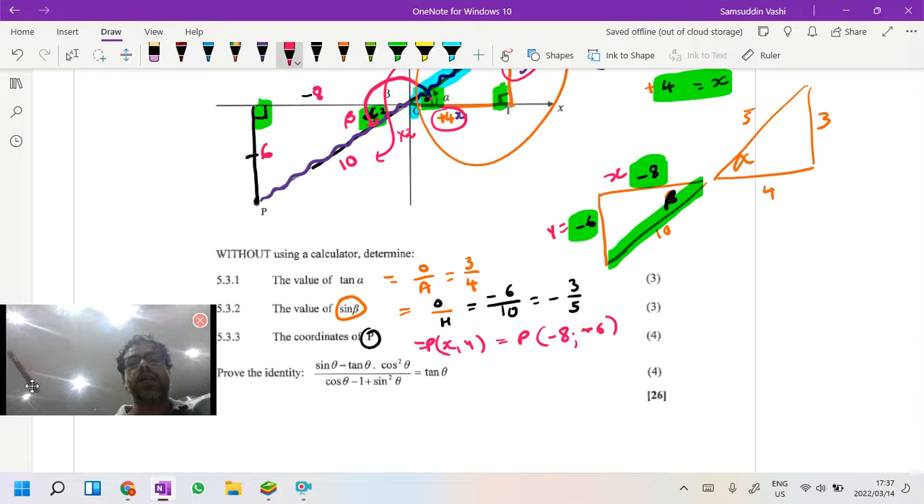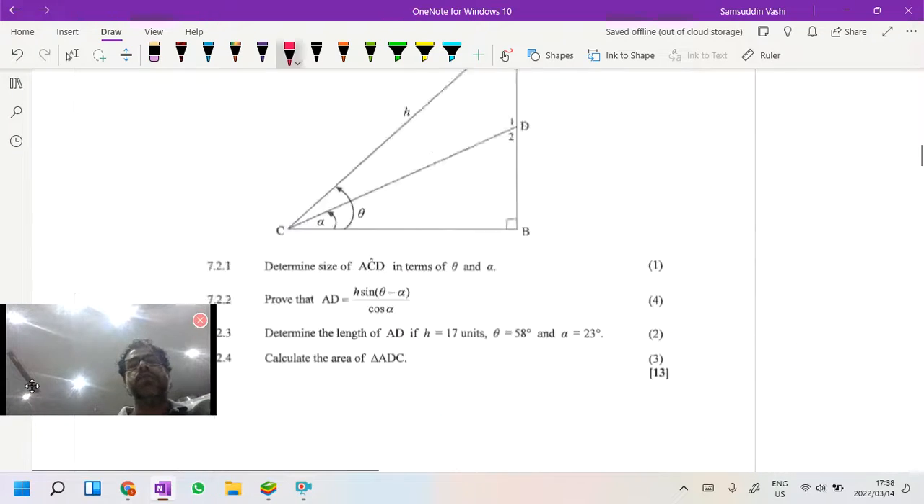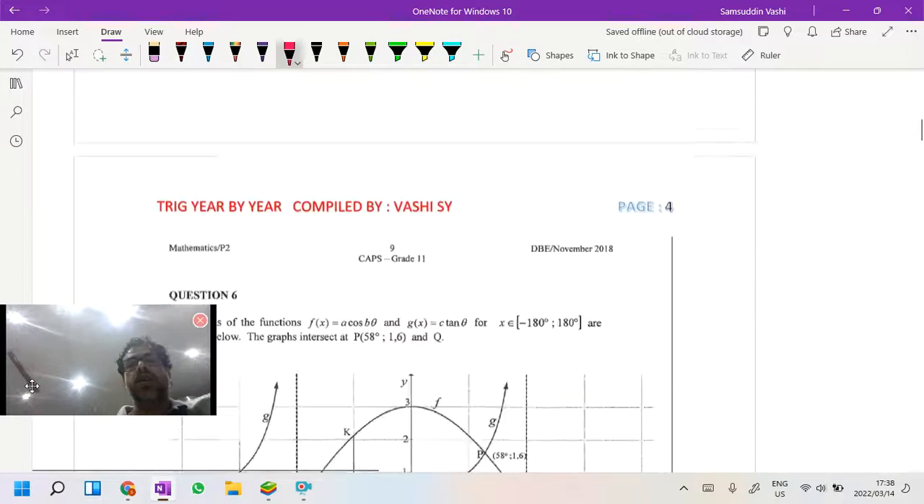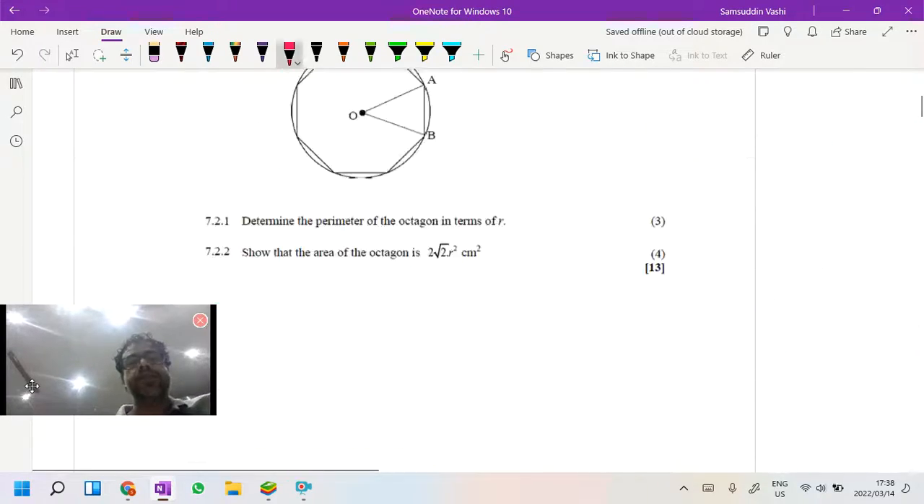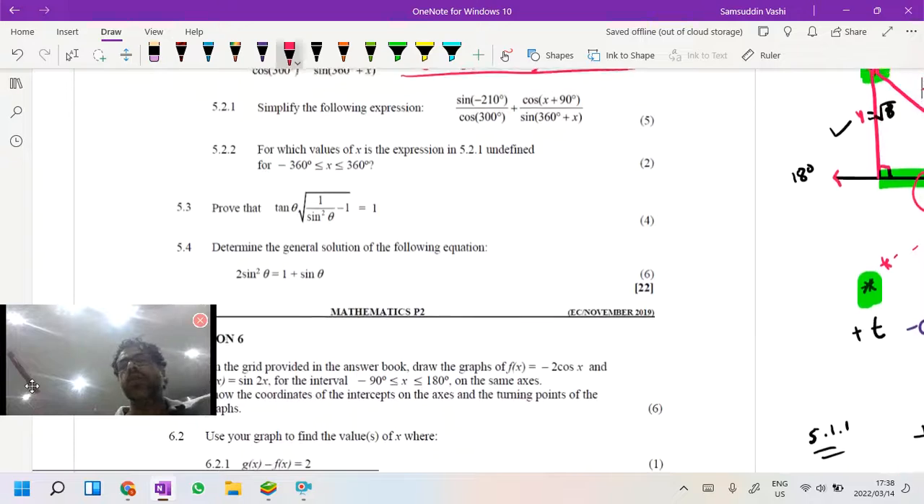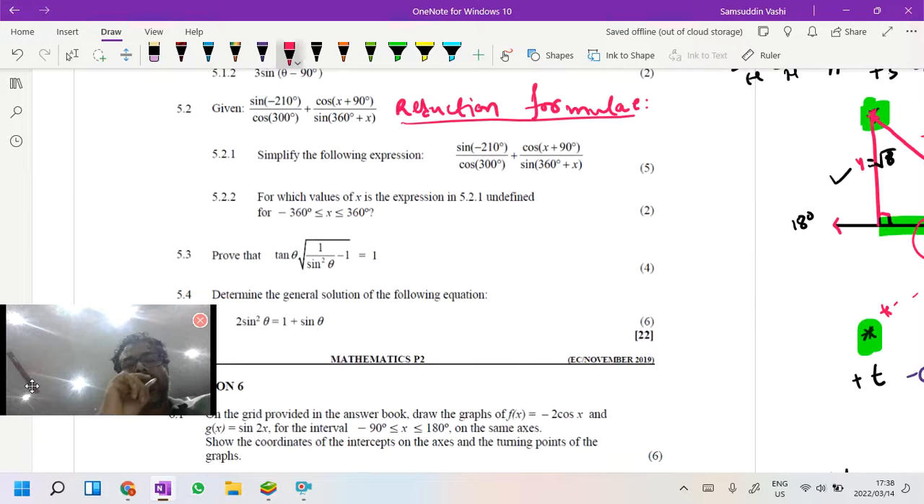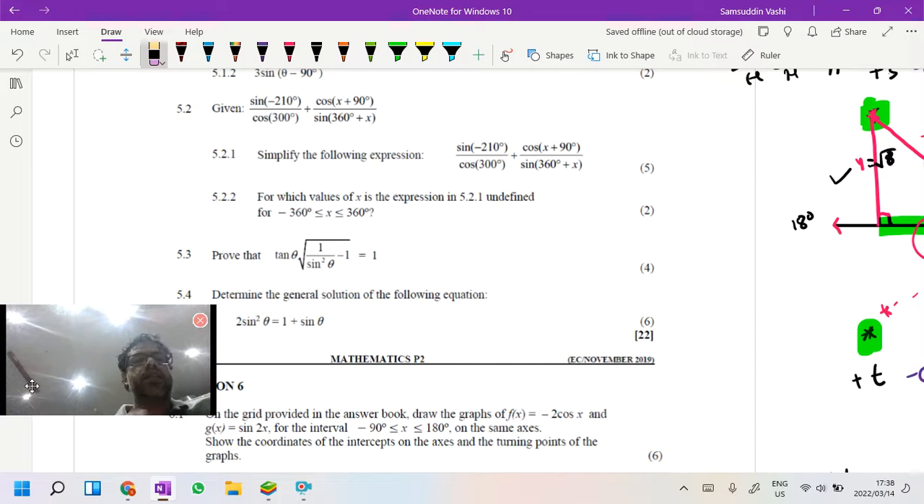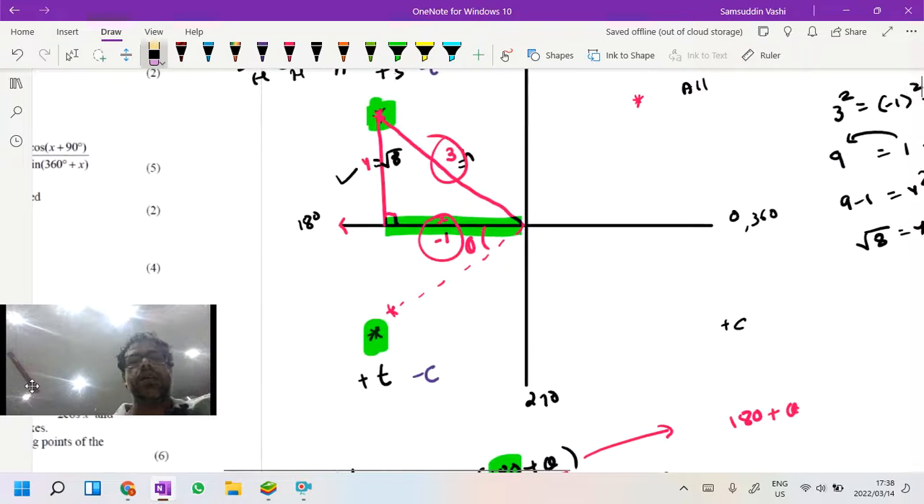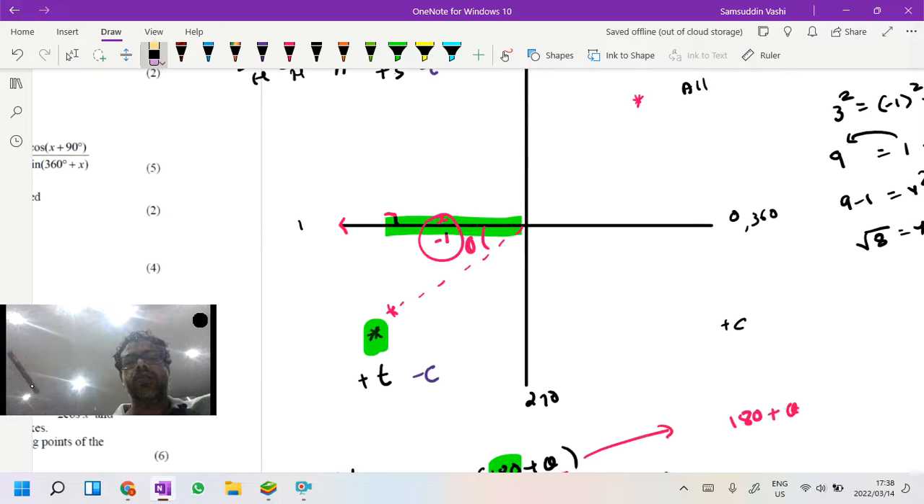So now let's go to the reduction formula questions, which are introduced in your grade 11 this year. So I'm going to go back to the first page, page 1. So this question number 2, 5.2, is our reduction formula question. So once again, for reduction formula, we are going to draw our Cartesian plane. Let me just clear up the screen a little bit so that we have some room to write.